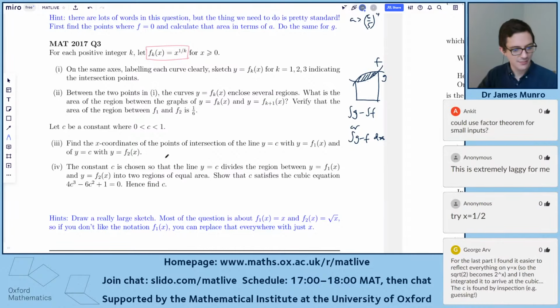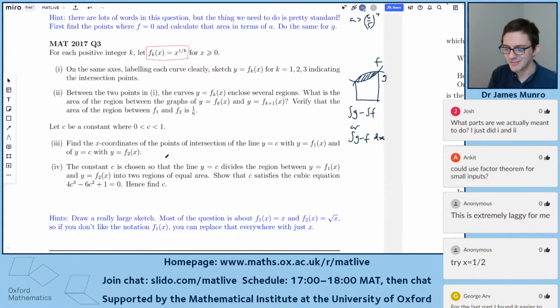Cool. People are finding c by, I think, guessing numbers. And I've got people talking about trial and error and the factor theorem. Yeah, okay. I don't think I know a better way of working that out other than just go for it. Just try small values of c.